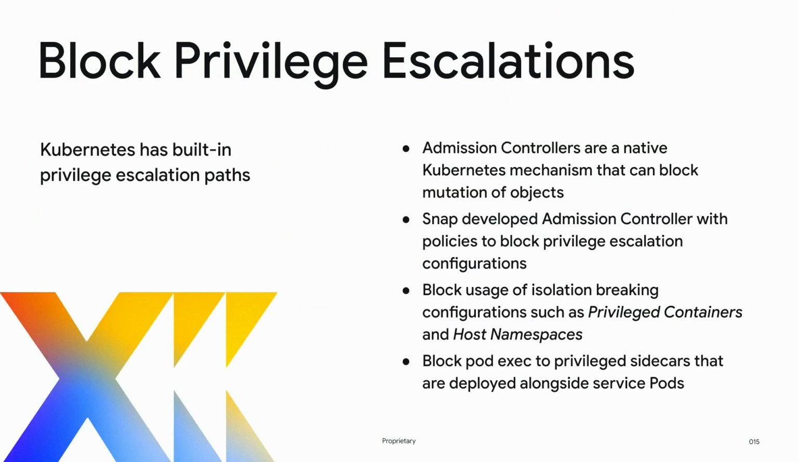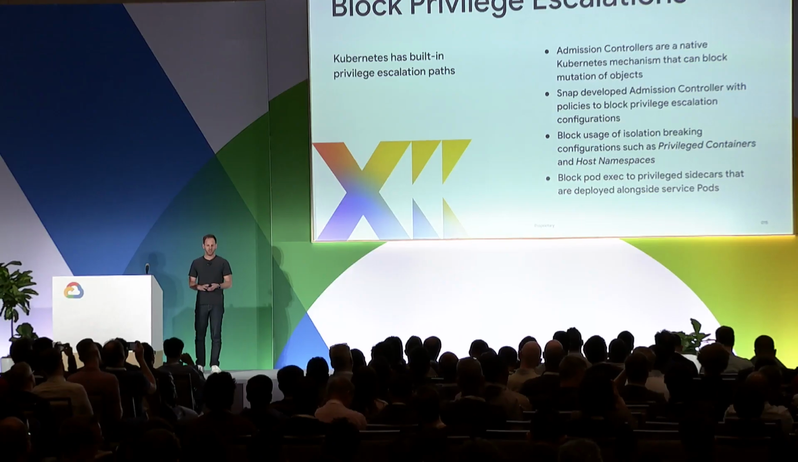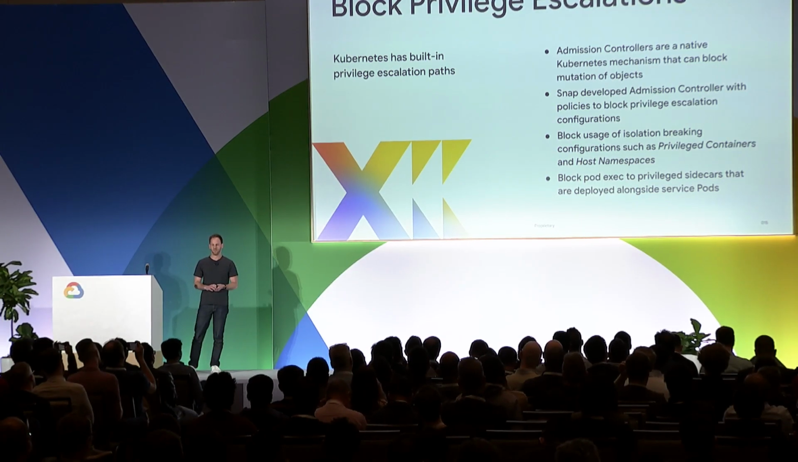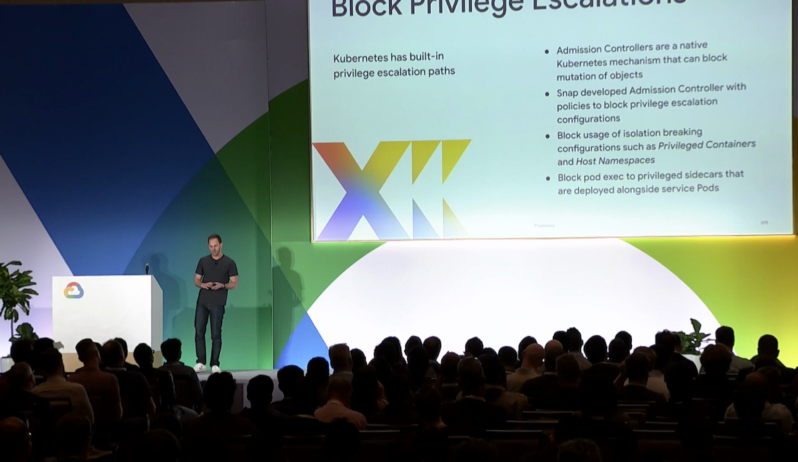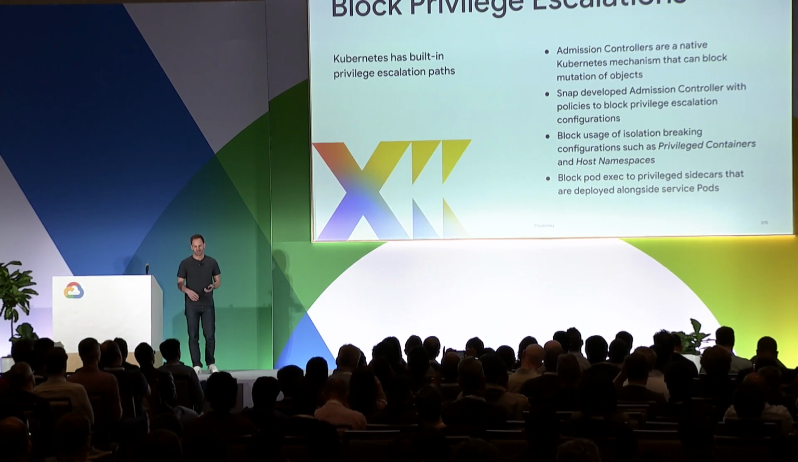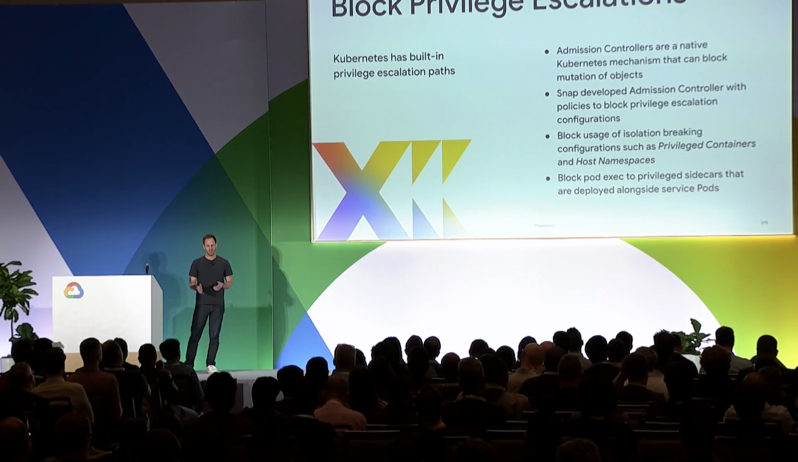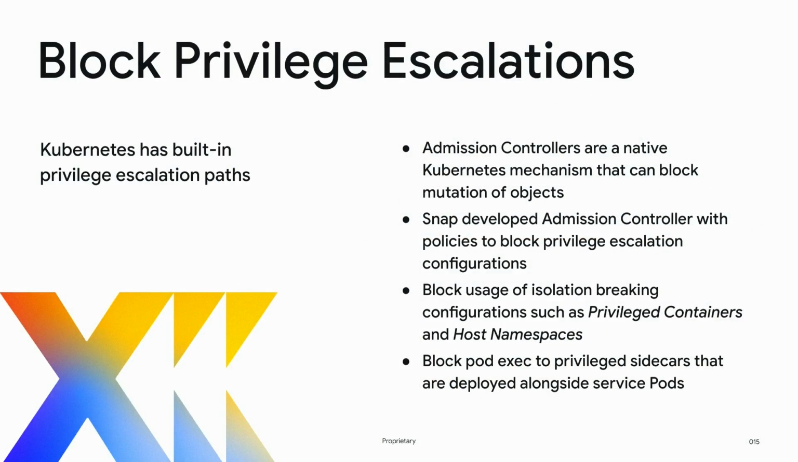Kubernetes, by design, does not provide strong isolation guarantees between pods running on the same node. This means that a compromised service pod could potentially access and manipulate other pods on the same node, even if they belong to different services running in different namespaces. To mitigate this risk, we employ a custom admission controller. For those who are not familiar, an admission controller is a Kubernetes mechanism that intercepts and validates requests to the Kubernetes API before they are persisted into the cluster.